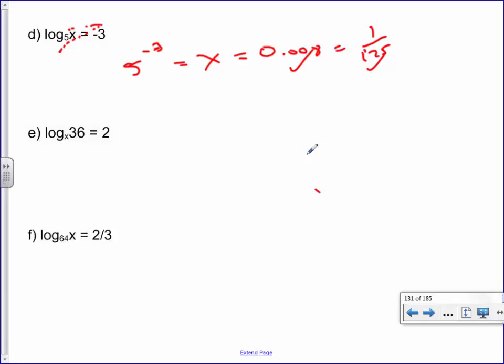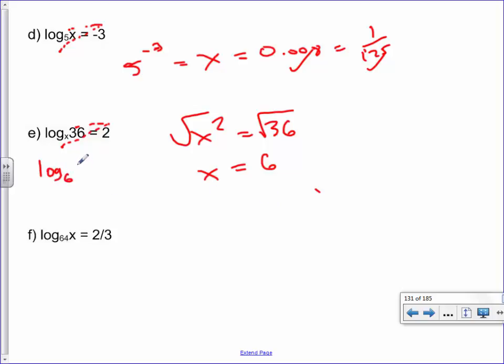What about the next one? Okay, so let's do the same thing. This x has to go to the power of 2 and equal 36. So you square root both sides. There you go. It's 6. Now look at that answer again. If x is 6, it basically says log base 6 of 36. Well, then you'd ask yourself, how many 6s are there in a 36? You'd say there are 2, because 6 times 6 is 36.